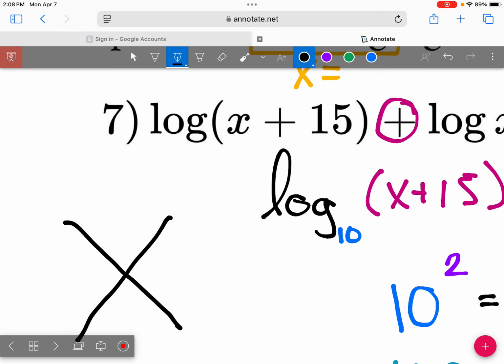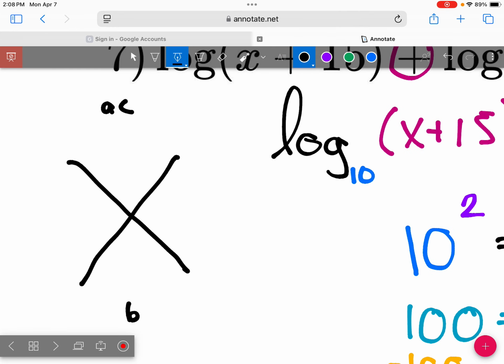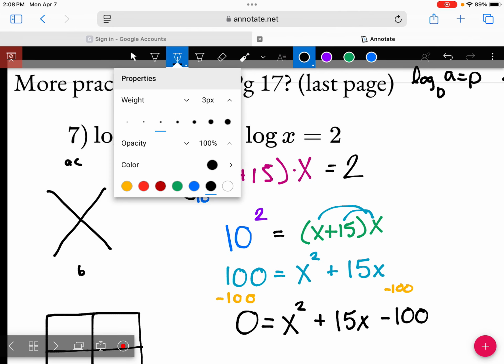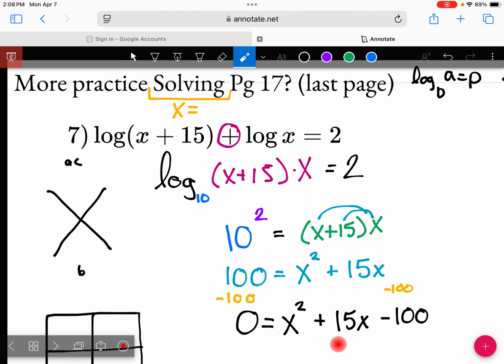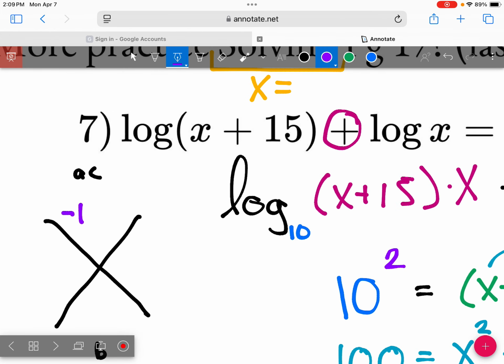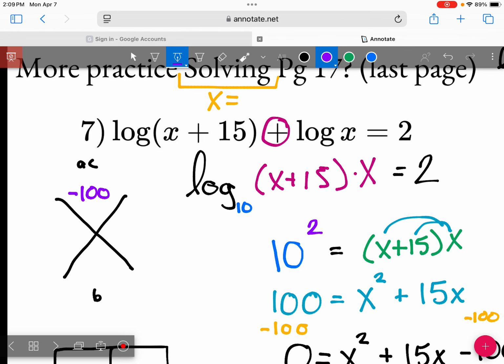This is when we take our A times C at the top, B goes at the bottom, using our equation from down here. A is the number in front of our x squared. B is the number with the x. C is the number on the end with no letter. So we typically put our A times C at the top. That's our 1 and our minus 100. So we're looking for minus 100 at the top, and our B goes at the bottom.